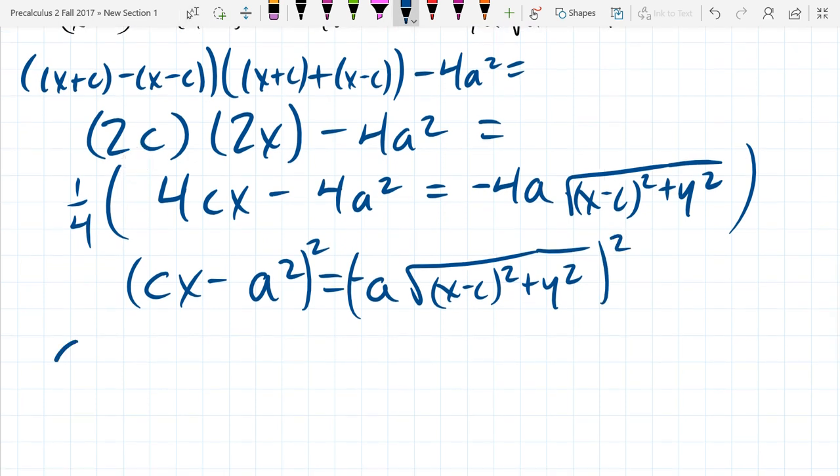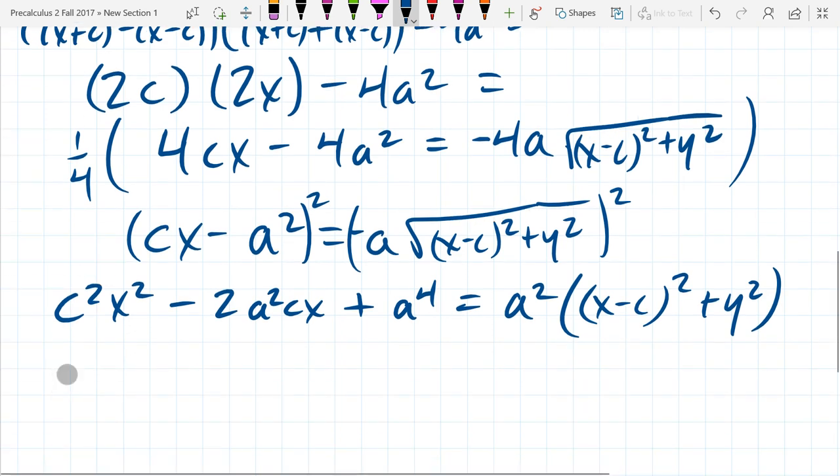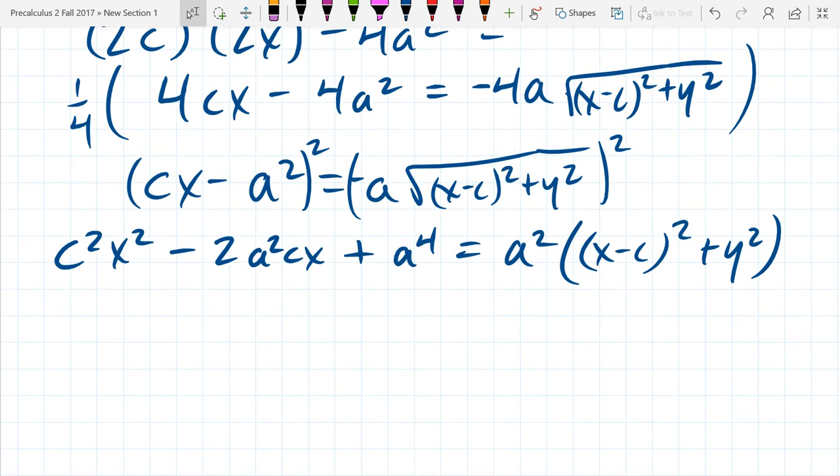So left side, I have to FOIL: c squared x squared. The inside-outside terms, I have minus a squared cx minus a squared cx. It's minus 2a squared cx, plus negative a squared squared is positive a to the fourth. On the right side, a squared, and then that square root goes away. And what form am I trying to turn this into? We could just do algebra for algebra's sake, but we should have some type of end goal. I want to have an x squared term, a y squared term, and a constant term.